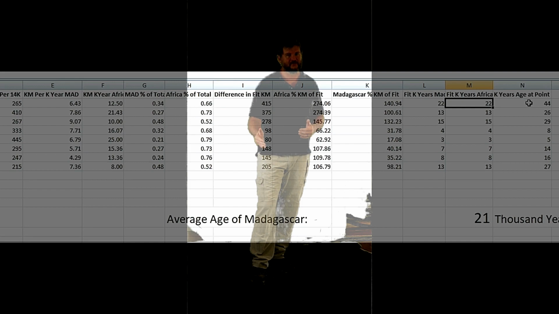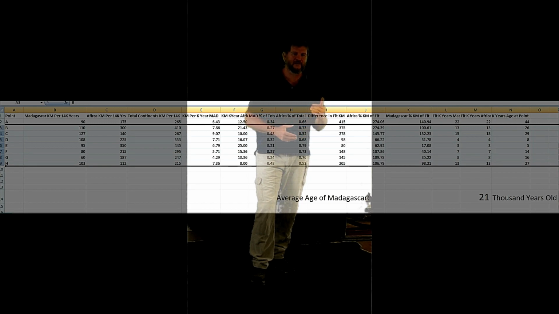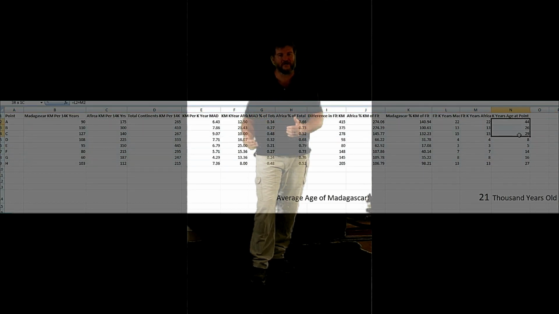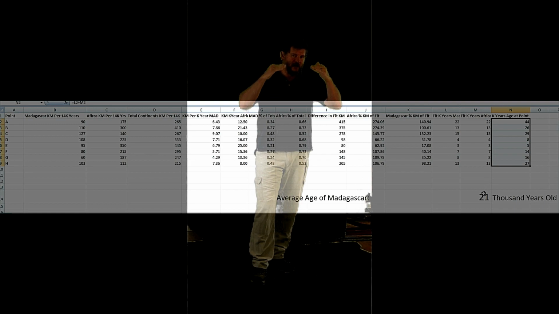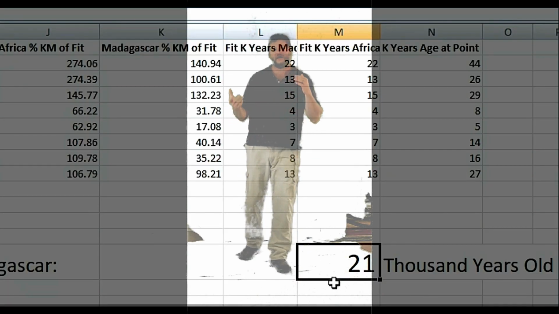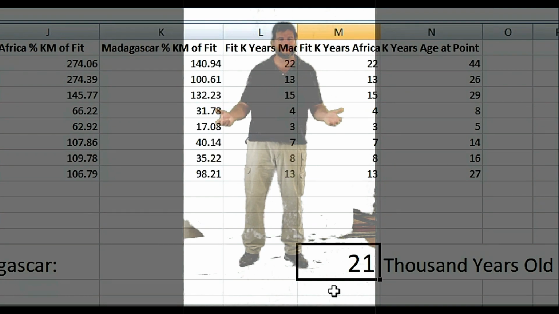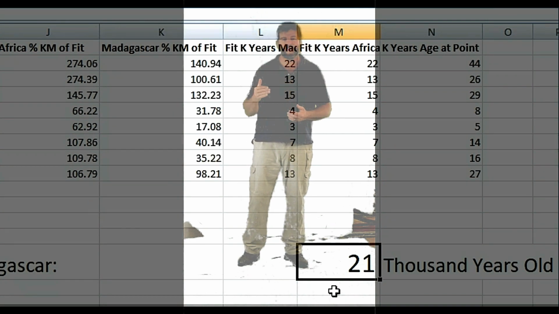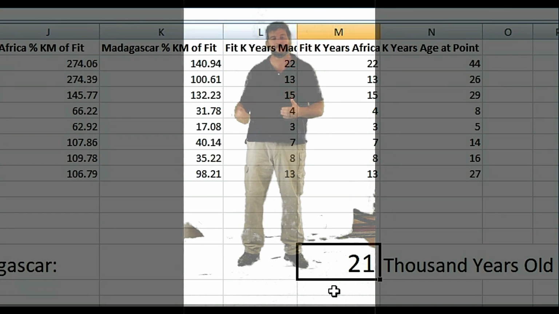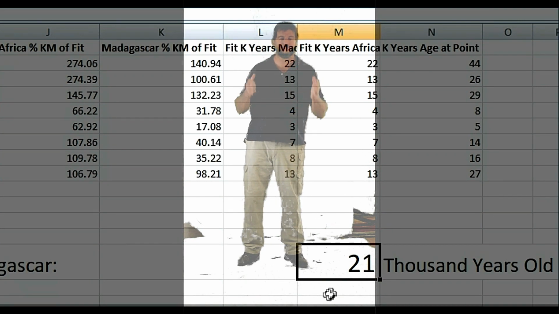Now add Africa's fit time to Madagascar's fit time. Then repeat the same process for each point along the African and Madagascar fit zones.